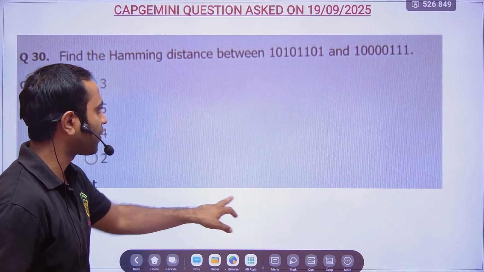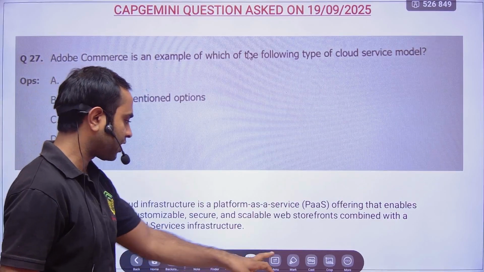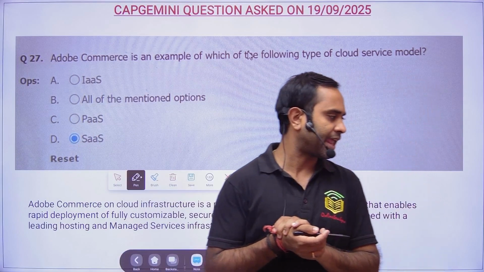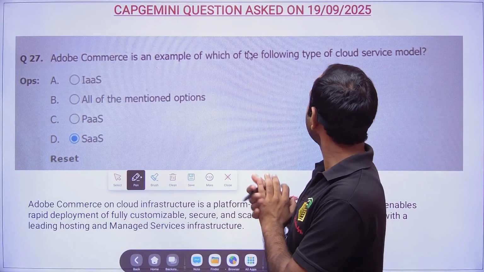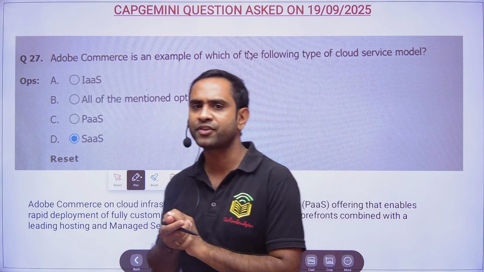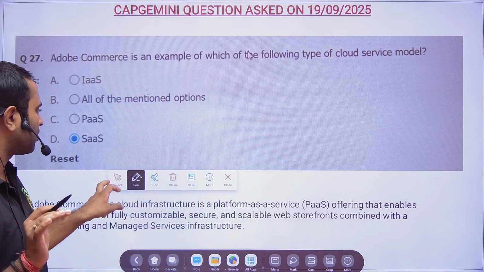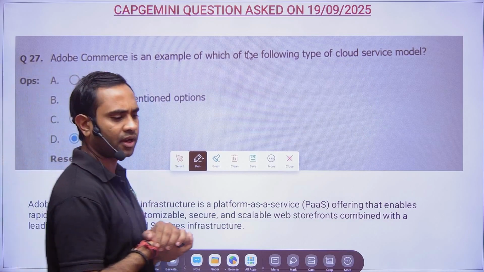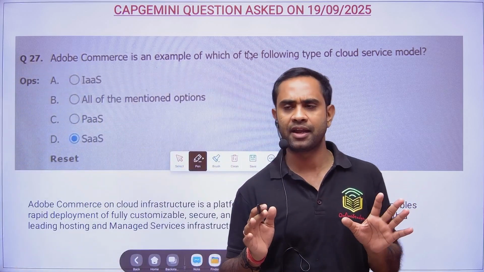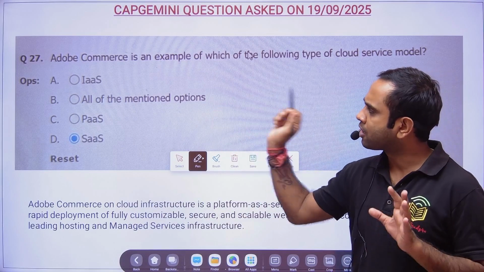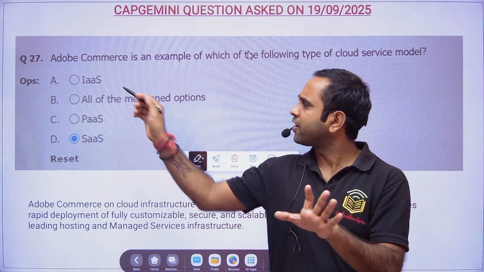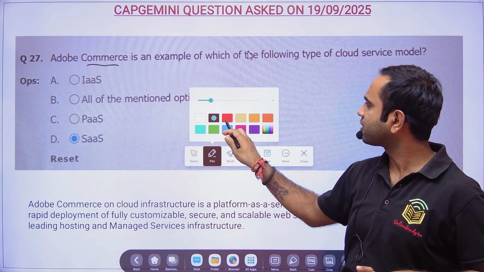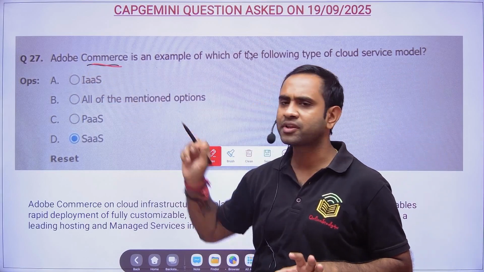Now let us move towards question number 2. Friends, what are they asking? Adobe Commerce is an example of which of the following types of cloud service model? Friends, this kind of question you basically need to remember; there is no particular logic behind it. See, Adobe Commerce, right? If you see the name, you will feel it is for commercial uses, right? It is for commercial uses.